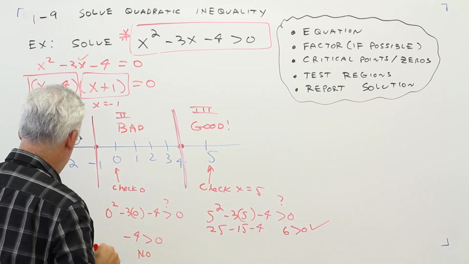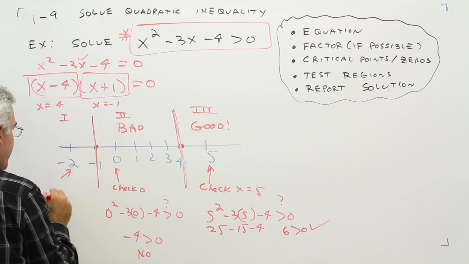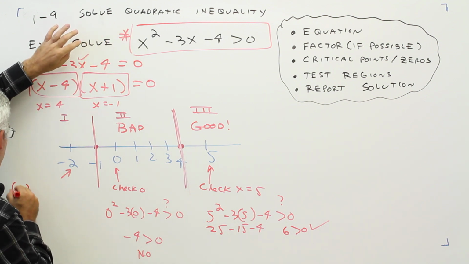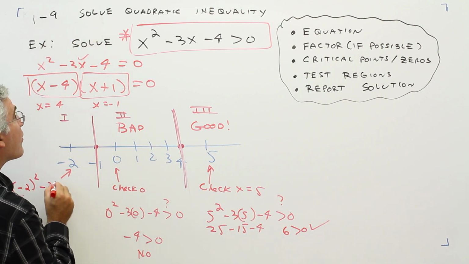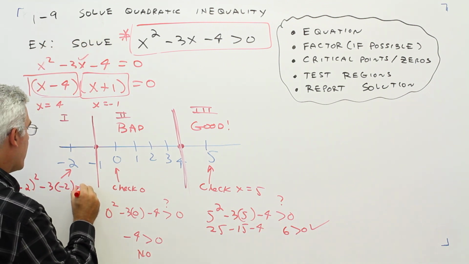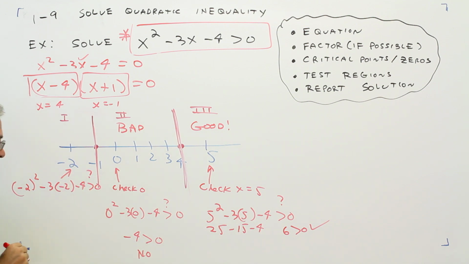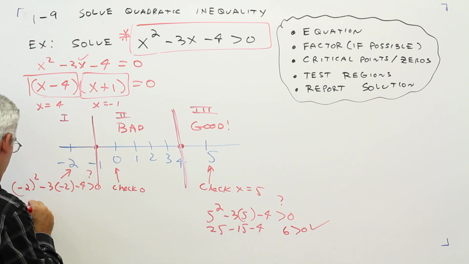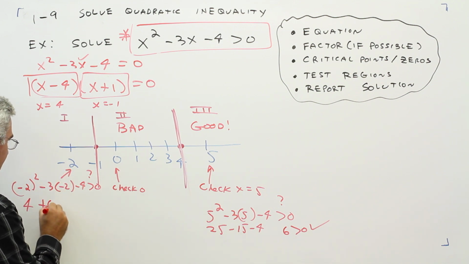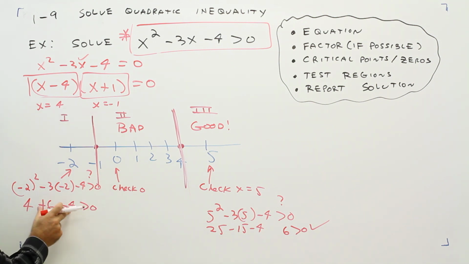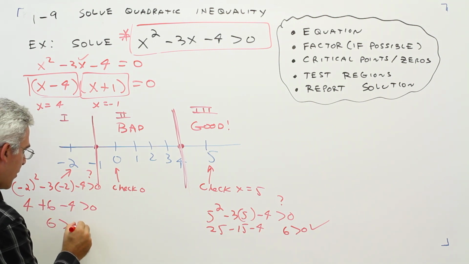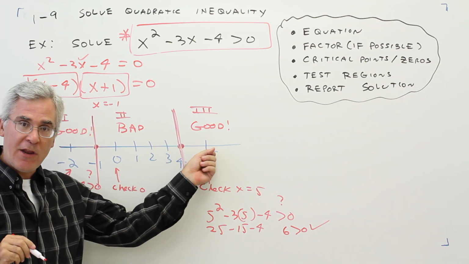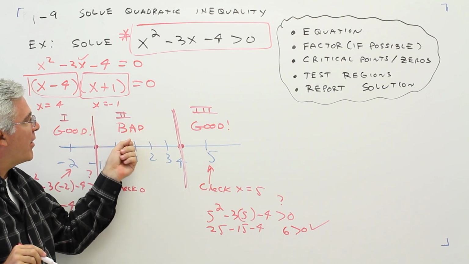Now I'll check this region. I'll just check -2. In the original inequality, is -2 squared minus 3 times -2 minus 4 greater than 0? -2 squared, -2 times -2 is 4. A minus times a minus, plus 6. 4 plus 6, so 10? Is that bigger than 0? Yes. So I've got a good region, and a bad region.